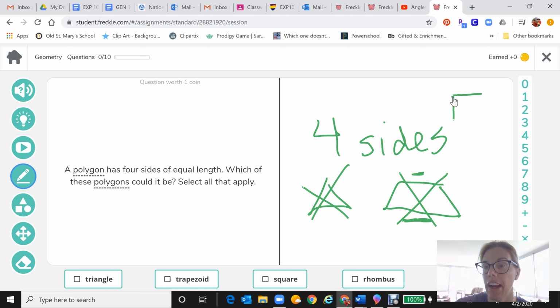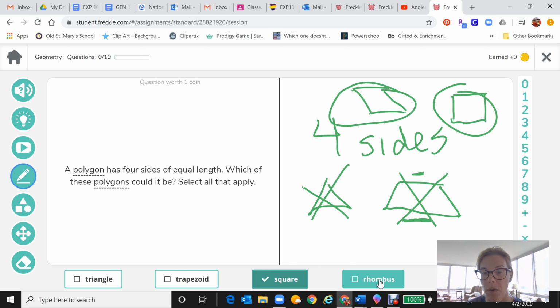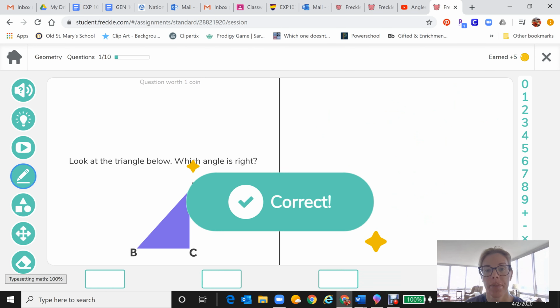Then we have a square. We know a square is exactly the same on all four sides with angles that are all equal. So yes, I think that would definitely be the correct answer. And then a rhombus, let's see if I can draw a rhombus. It's going to be a challenge, but it looks like that sort of. It's almost like a square, and if we just tilted it to the side, this one would also be four equal sides. So we would click for this one, square and rhombus.